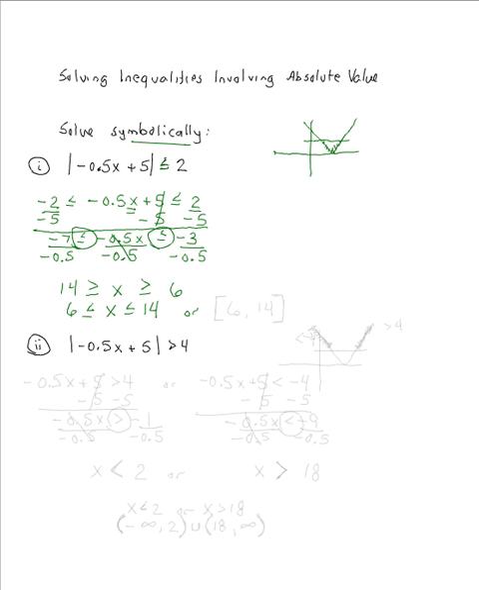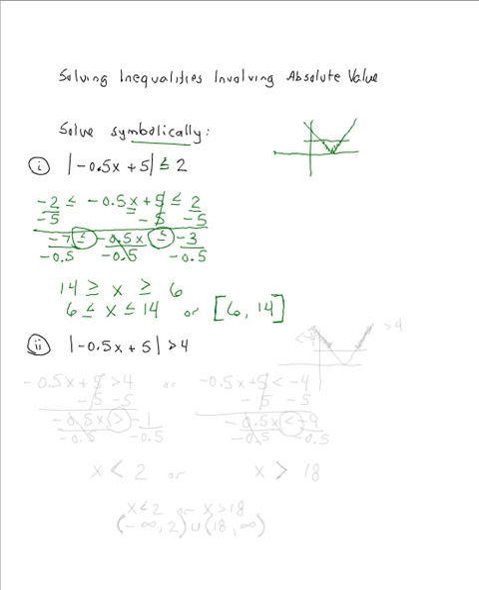Or we could write this in interval notation. X takes on all values starting at 6 and going to 14. We did have equality here. The original symbol was less than or equal to, so we will have a bracket on the 6, less than or equal to, so we will have a bracket on the 14 as well. And we have our solution.